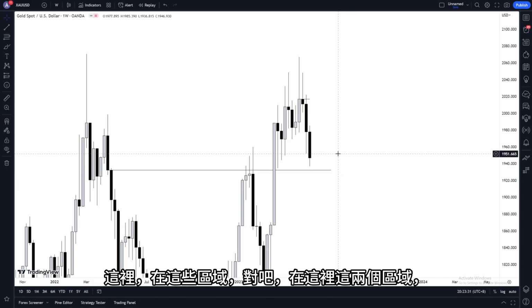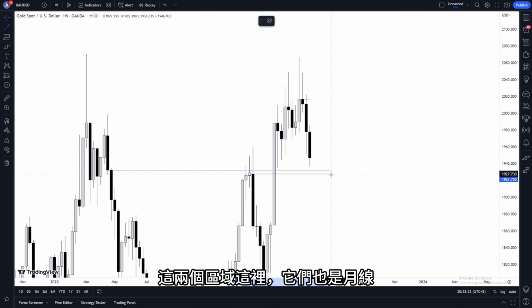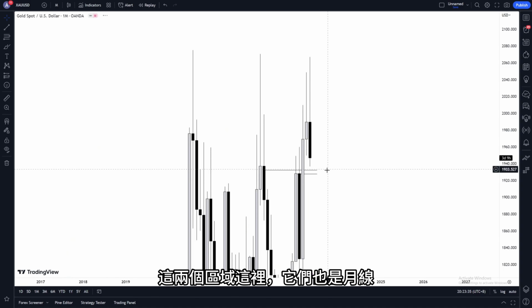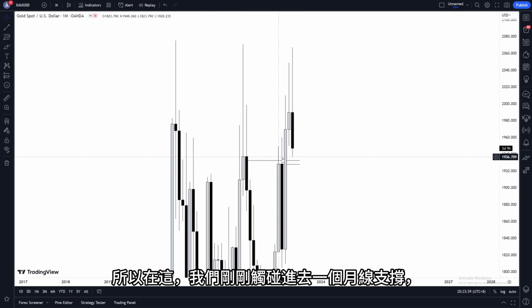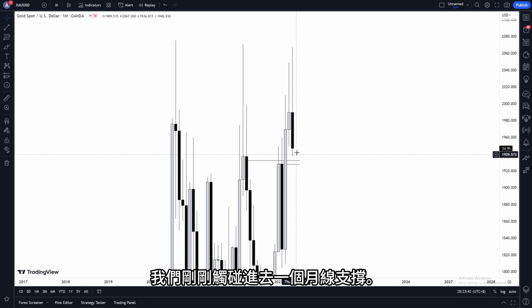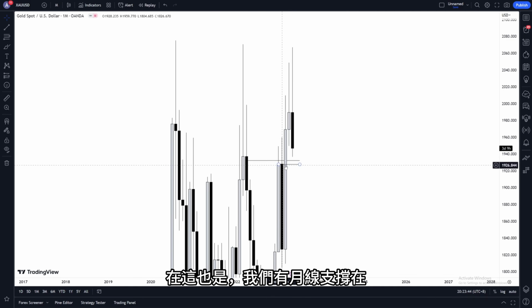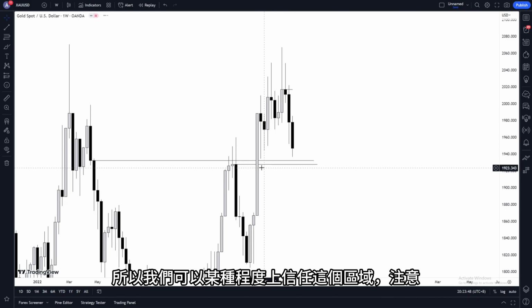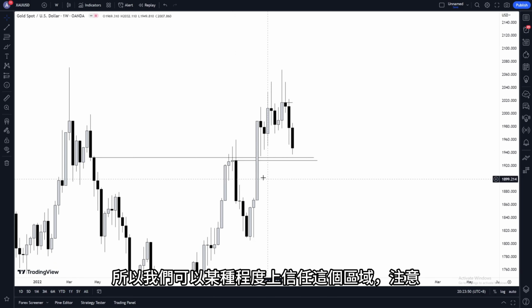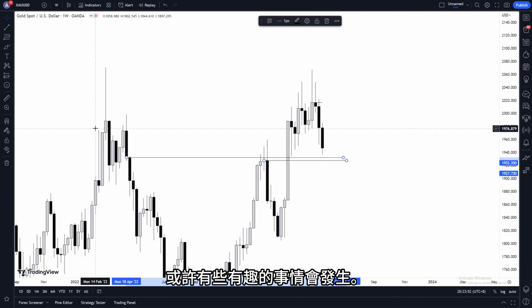in these areas right here, both of these areas, they are also monthly support. See, right over here, we've just tapped into a monthly support. If you observe, we just tapped into a monthly support. Over here as well, we have ourselves a monthly support down in here. See where I marked it, roughly around that area? So we can kind of trust this area, pay attention for it. Maybe something interesting is going to happen.